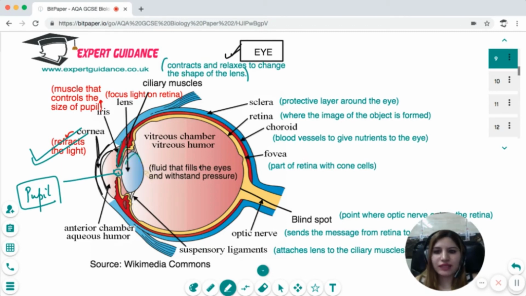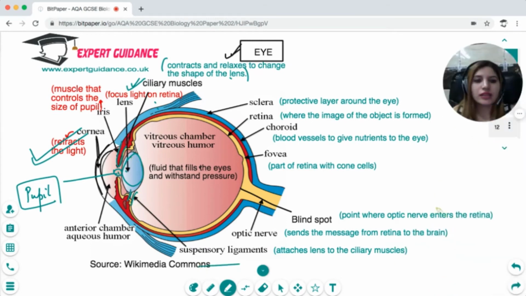Then you have the lens. The lens function is to focus the light on the retina. Then the lens is attached with the help of the ciliary muscles. It can contract and relax to change the shape of the lens. And there's suspensory ligaments that support the lens onto the ciliary muscles. Then you can see there is a retina.